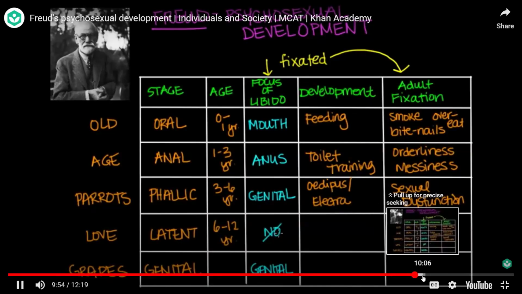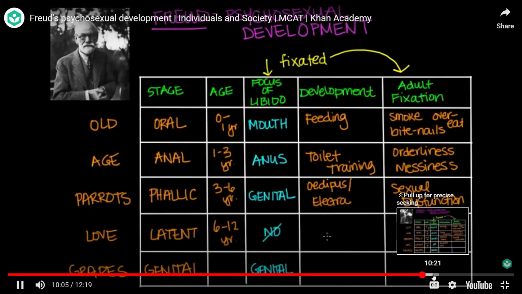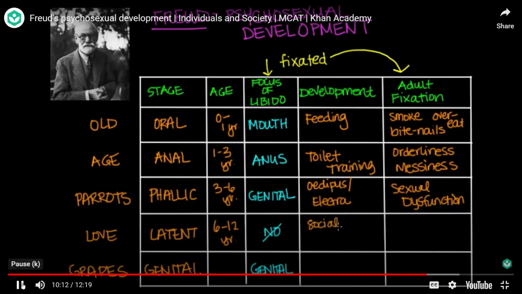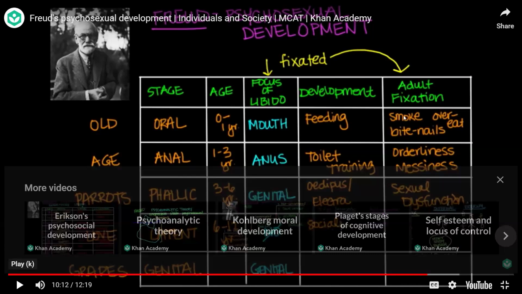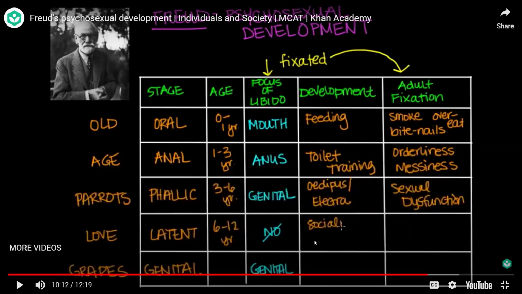It's starting to be directed into other areas such as intellectual pursuits and social interactions and children developing new skills. So this stage is really important in the development of social and communication skills. Now, that is the role of the teacher and the school, right? That is the role of the teacher and the school.